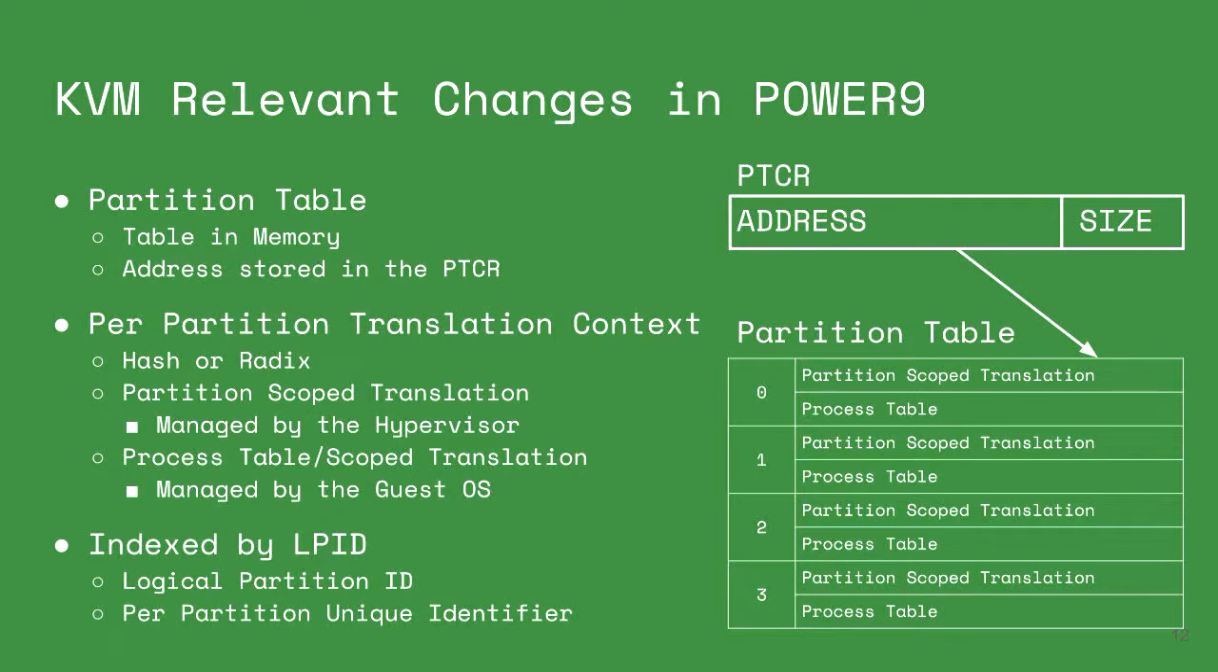This includes information such as whether the partition uses hash or radix translation. It contains the partition scope translation information, which is managed by the hypervisor, and the process table, or the process scope translation information, which is managed by the guest operating system. Now, the partition table is indexed by the LPID, or the Logical Partition ID, which is a per partition unique identifier. So it could be any number. It could be 0, which is normally used for the host. It could be 1, it could be 5, it could be 127. One's going to be allocated for each guest which will run on the system, and for the host as well. And it's important just that it's unique.